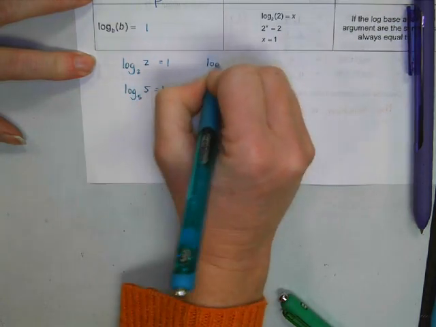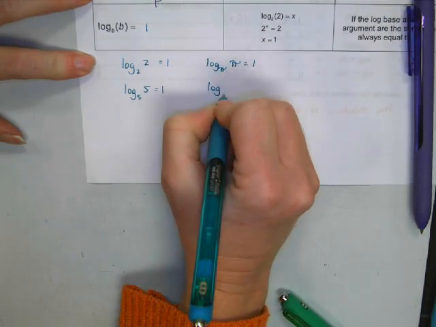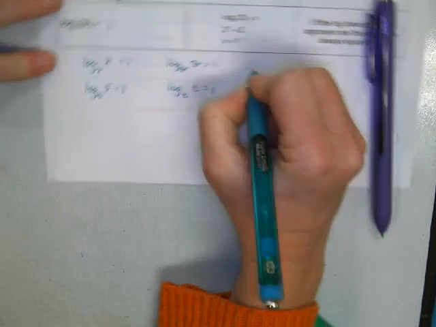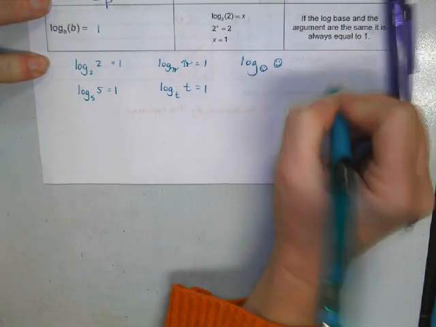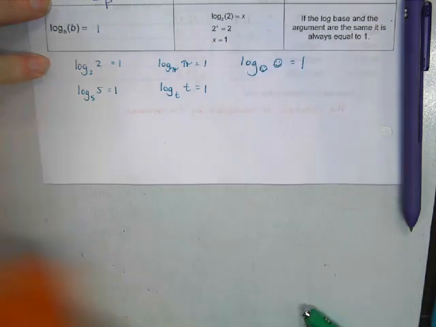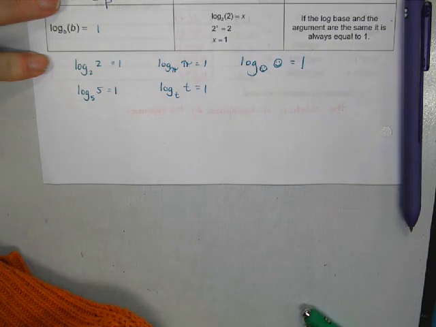It could be log base pi of pi, that would equal 1. It could be log base t of t, that would equal 1. It could be log base smiley face of smiley face. And if the base and the argument are the same, it equals 1. Always and forever. Everybody good? That makes them super easy.